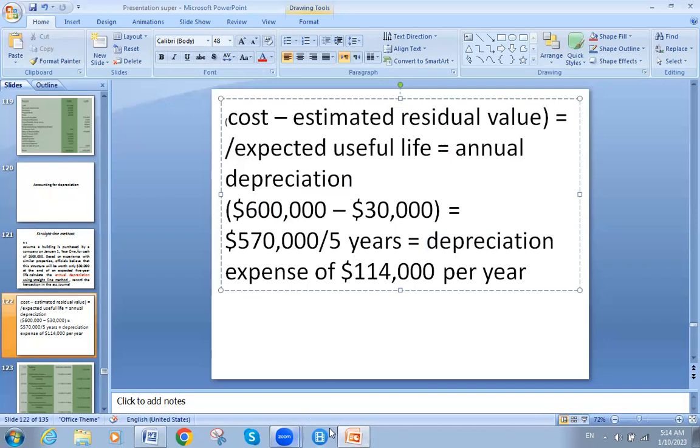Now let us see how we will calculate. Once more, the cost of this car or vehicle or machine was $600,000, the residual was 30,000, and the number of years expected is 5 years. So I say 600,000 minus 30,000 divided by 5 years. That will give me the annual depreciation, 114,000 per year. Perfect.